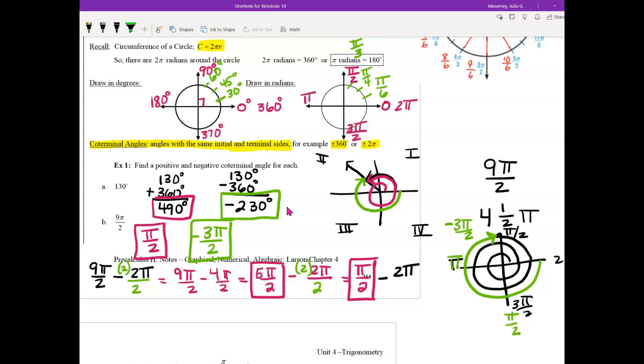So again, you have to get common denominators. The common denominator is 2. And then think of this as 1 pi over 2 subtract 4 pi over 2. You keep that 2 as your common denominator. And 1 pi subtract 4 pi is negative 3 pi over 2. And there's your negative coterminal angle.